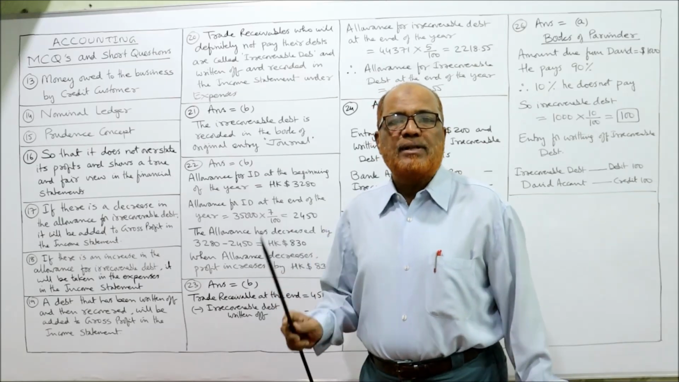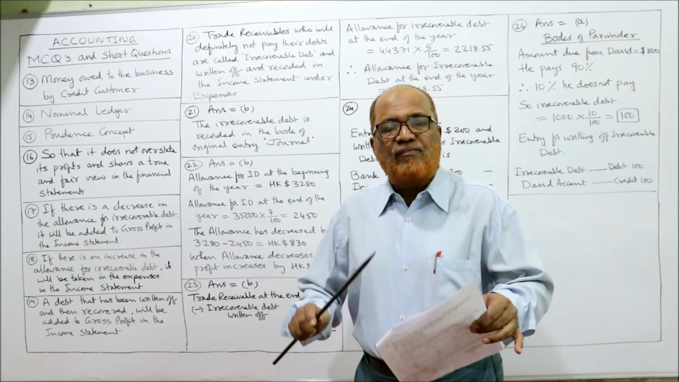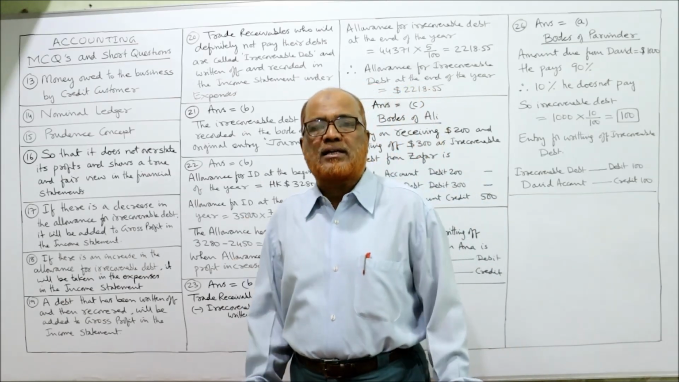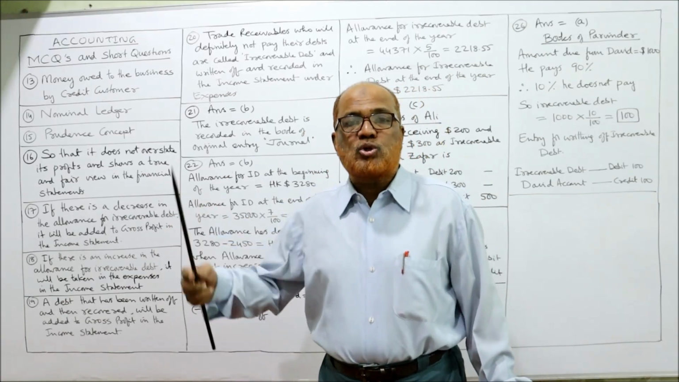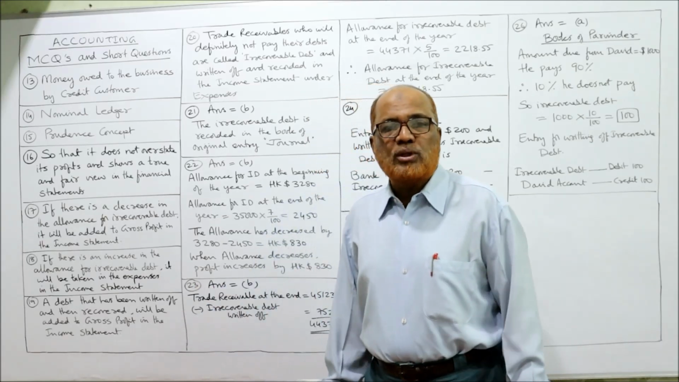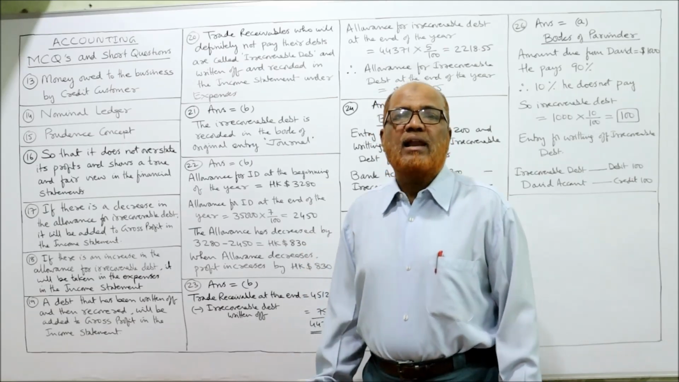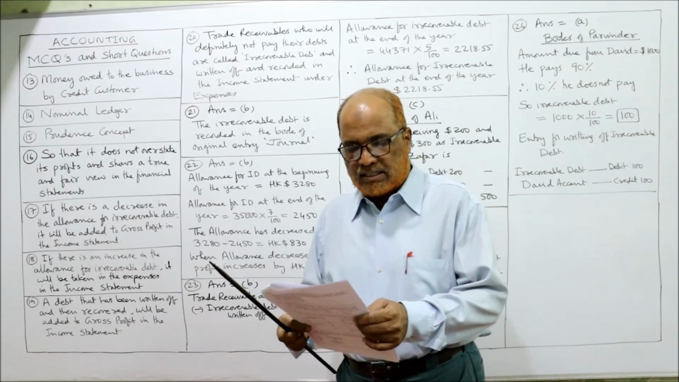That means the receivables should show a true and fair view. Otherwise, if we do not provide for irrecoverable debt, then trade receivables will show an excessive amount. It will not show the true and fair view. That's why we have to provide an allowance for irrecoverable debt.